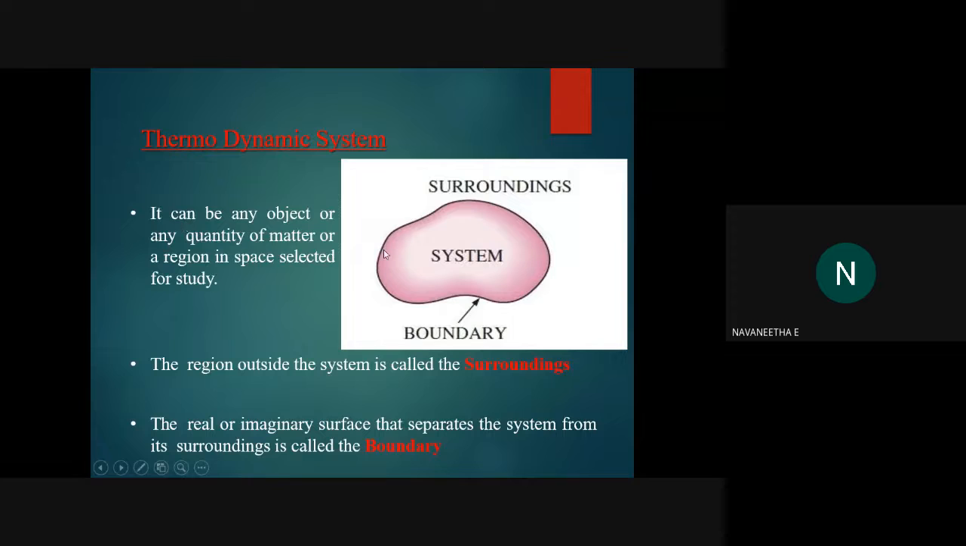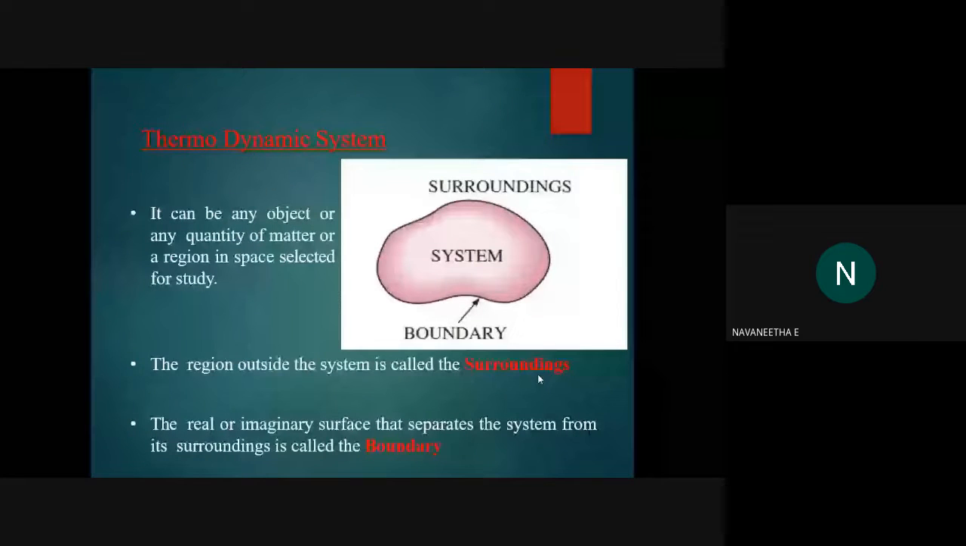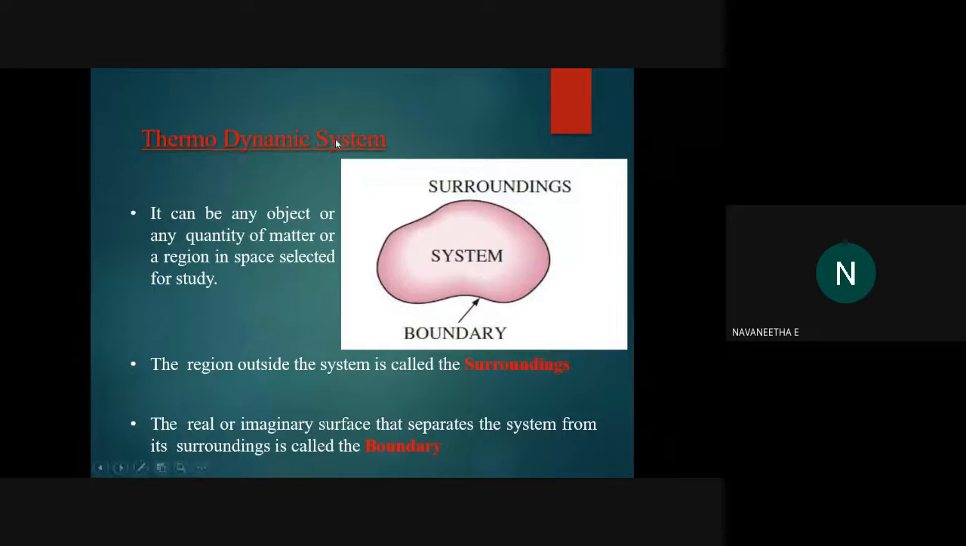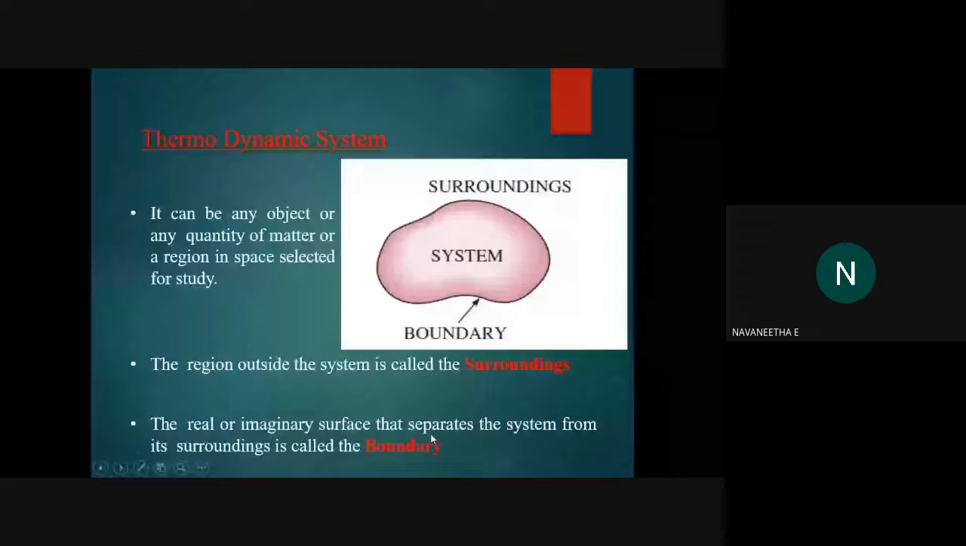You can write the names or draw this figure: system, surroundings, boundary. No need to write the entire definition. You can just write a short note on thermodynamic system. Just write down system, surroundings, boundary. You already know what the system, surroundings, and boundaries are. This is a very simple definition.